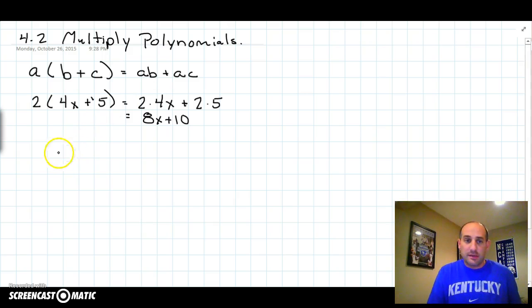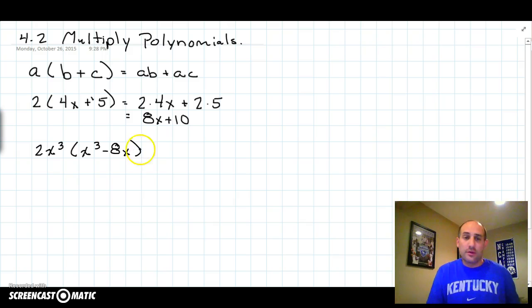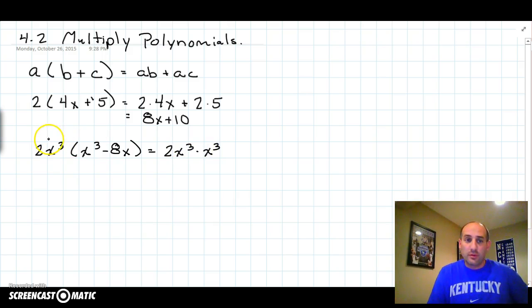A more complicated example, probably something like you're going to see in your book: 2x cubed times (x cubed minus 8x). You can go ahead and do that 2x cubed, because that's the term up front, times the x cubed on the inside. So for that part, we're doing 2x cubed times this first term. Notice there's a minus sign in between, so the next one's going to be negative: 2x cubed times 8x.